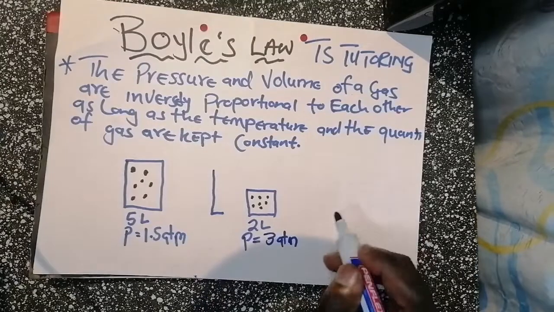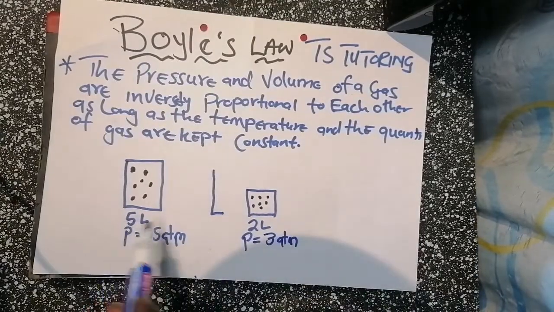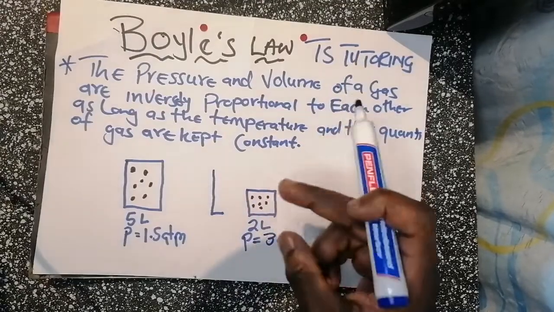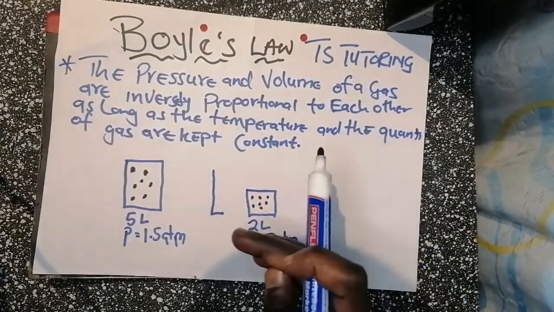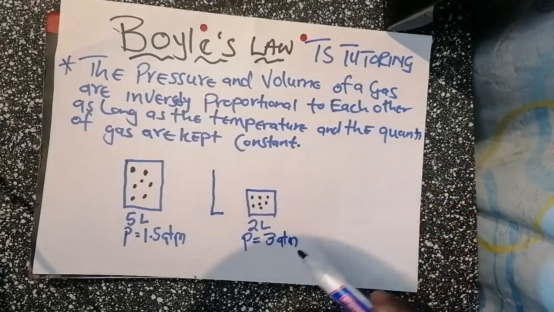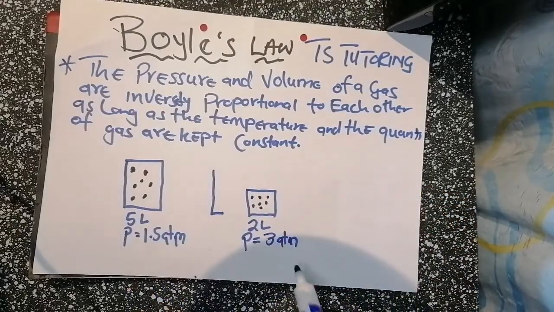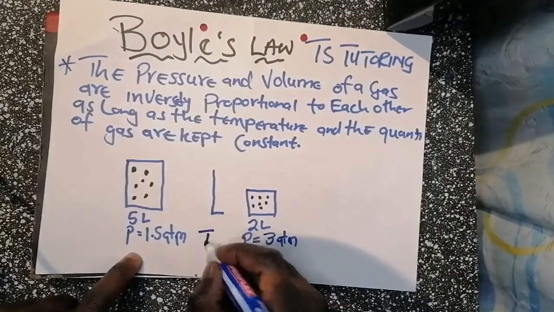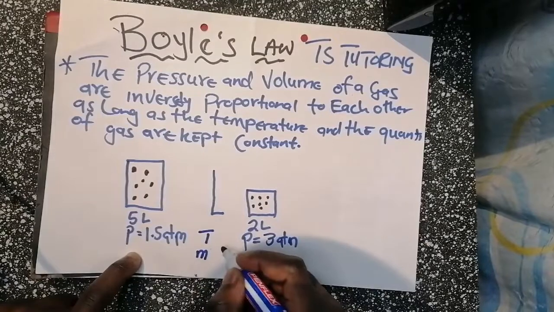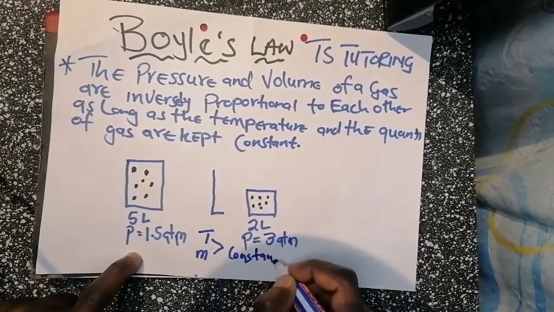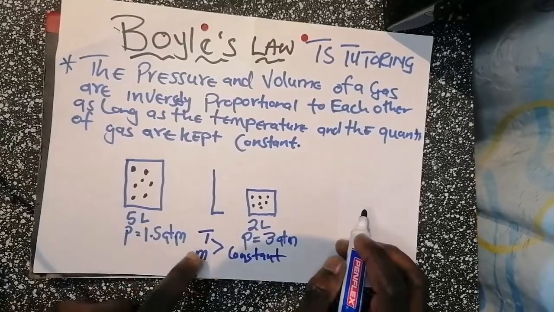So now, the volume got decreased from 5 liters to 2 liters. The container became small. The molecules became closer to each other. They collided with each other and with the walls of the container. Now that increased the pressure. The pressure went from 1.5 atm to 3 atm. But the condition is that the temperature and the mass, they are what? They are constant. Don't change the temperature, don't change the quantity of the gas.